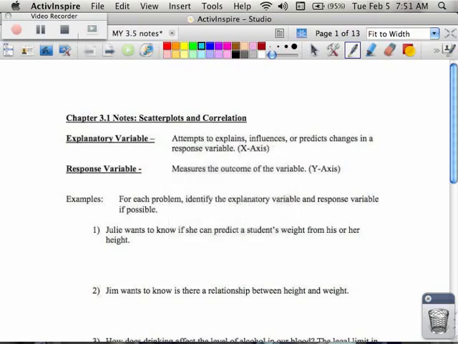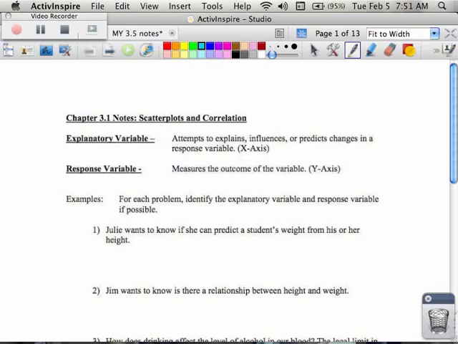We started chapter 3, and a couple of vocabulary words. First of all, the explanatory variable is the one that's going to explain, influence, or predict the changes in the response variable. For us, generally speaking, that's called the x. The response variable measures the outcome, and for us, generally speaking, that's the y.